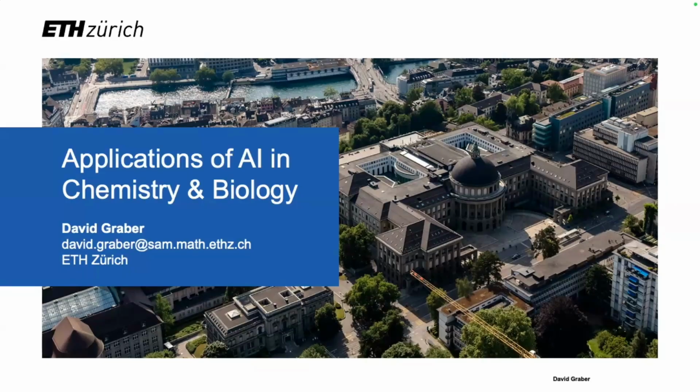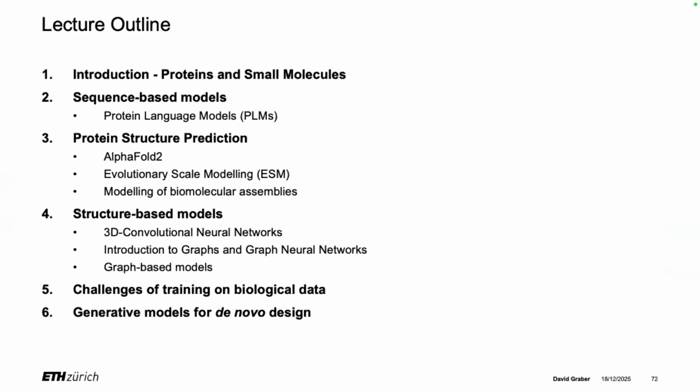Welcome to the second part of the AI in chemistry and biology lecture. Last time we talked about sequence-based models, then also protein structure prediction, and after that, structure-based models. And today, we will mainly talk about the generative models for de novo design of proteins and small molecules.